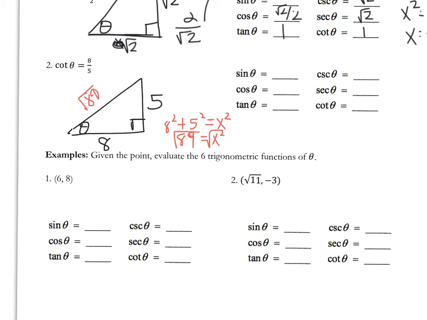So now I'm good to go and write all my ratios. Sine is 5 over the square root of 89. Gotta rationalize it. Square root of 89 over square root of 89. So I have 5 square root of 89 over 89. Cosecant, it's going to be easier to go back to the drawing board. Instead of opposite over hypotenuse, it's hypotenuse over opposite. So square root of 89 over 5.